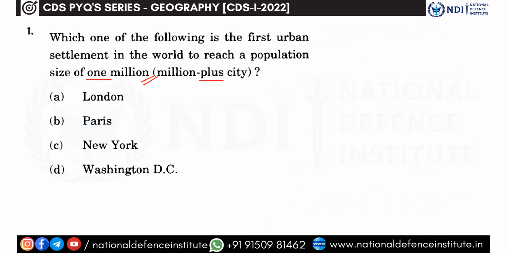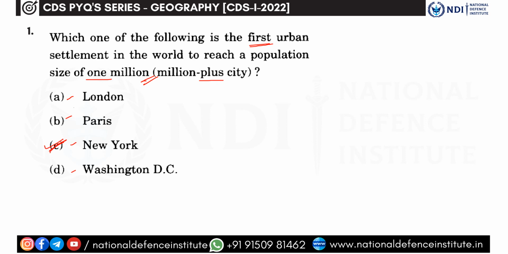So here the options they have given are London, Paris, New York and Washington DC. So actually the answer for this million plus city is New York. Of course London also evolved very early, during the period of the Industrial Revolution, but the one to reach urban settlement status first is New York City.